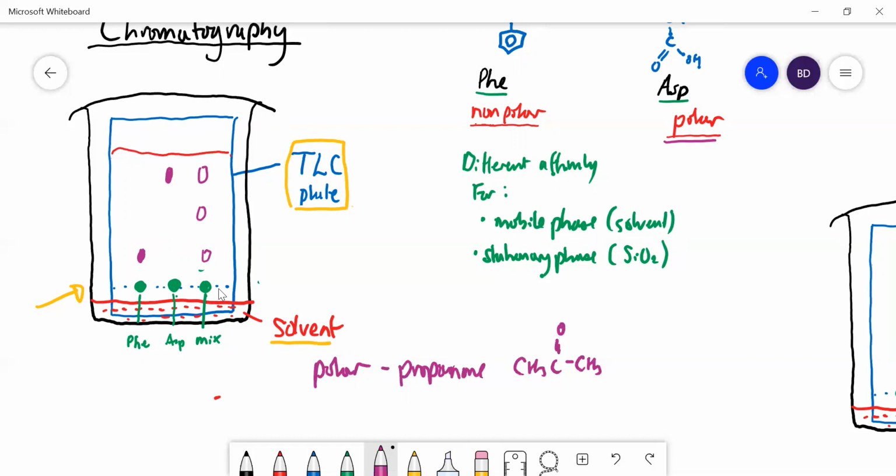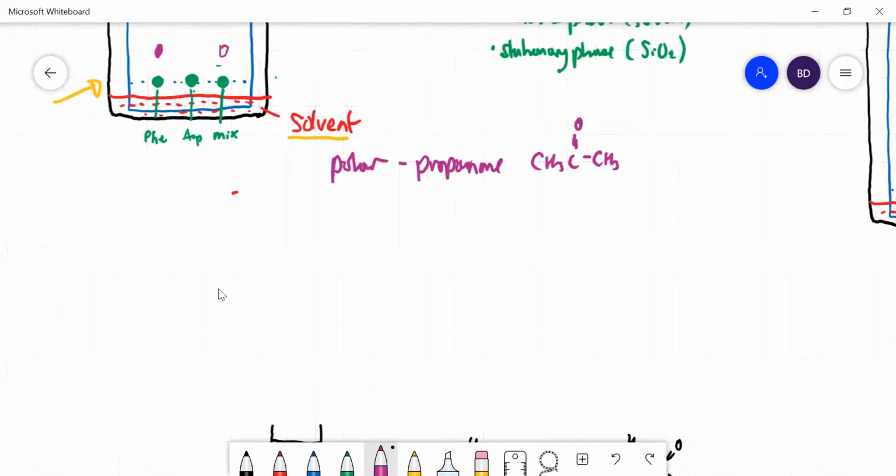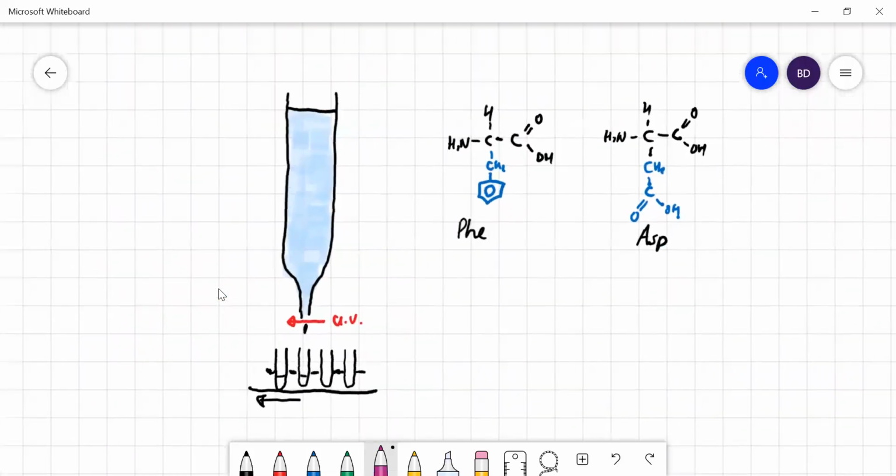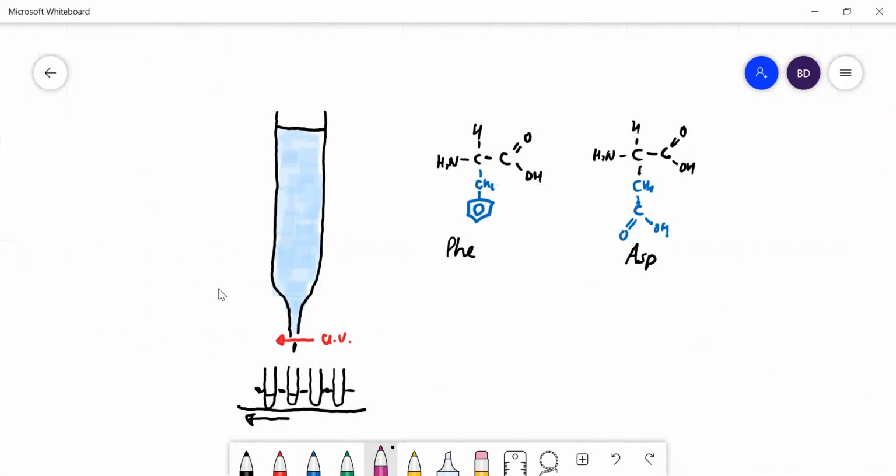Okay, now that is small scale. Let's have a look at column chromatography now. I'm going to use the same example again, phenylalanine and aspartic acid. We're going to try and separate them. Well, what we have here is a glass tube, and in the tube we have an inert material. It could be silicon dioxide, but it's got to be porous, because we've got to get liquid to flow through it.